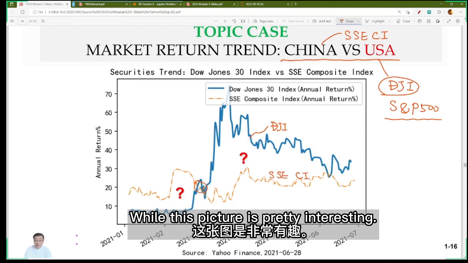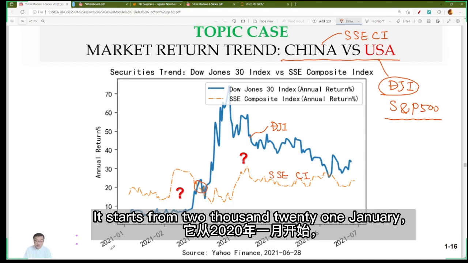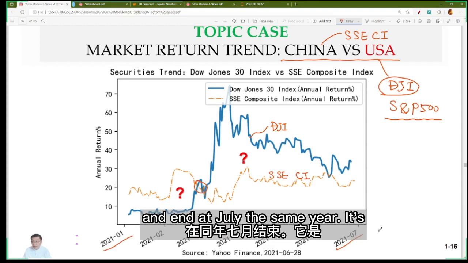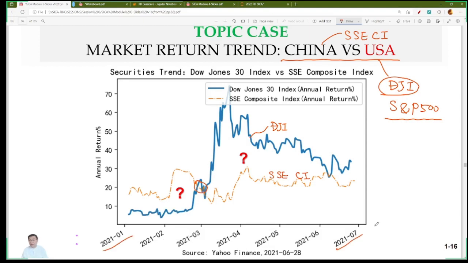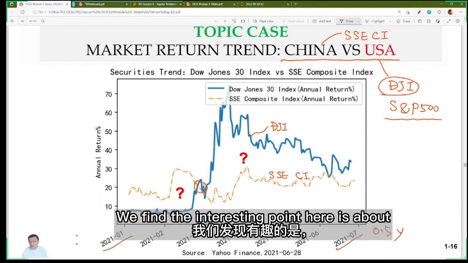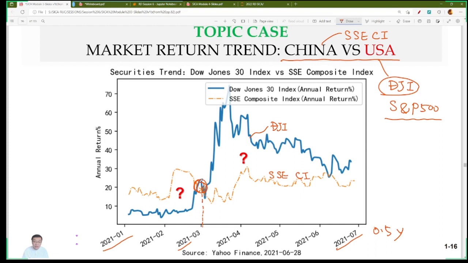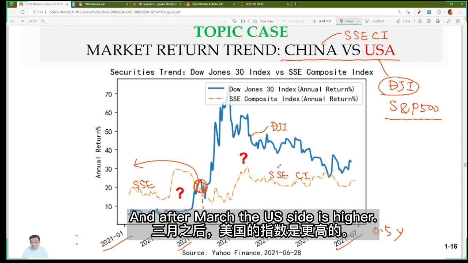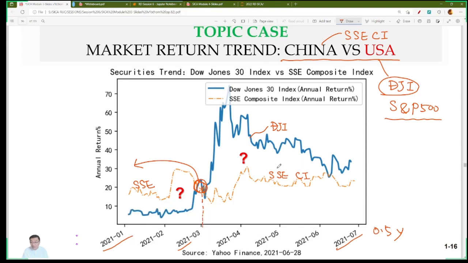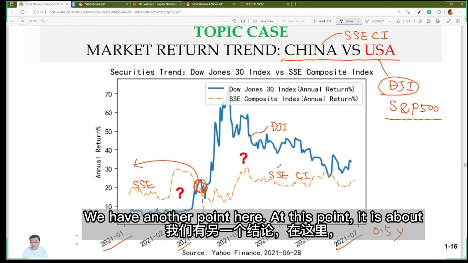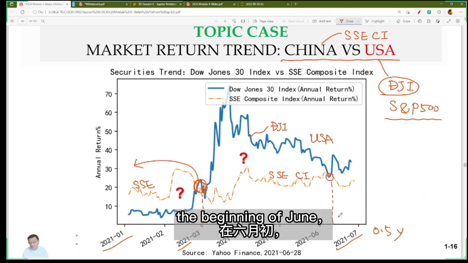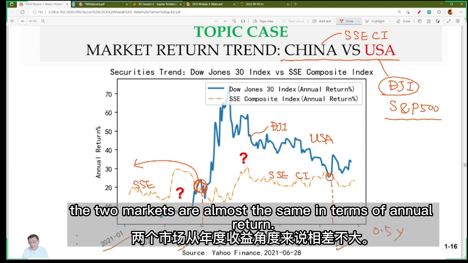Well, this picture is pretty interesting. It starts from January 2021 and ends in July the same year. It's actually only half a year. We find an interesting point here. It's about March 2021. Before March, the Shanghai side is higher, and after March, the US side is higher. We have another point here. At this point, it is about the beginning of June. The two markets are almost the same in terms of annual return.